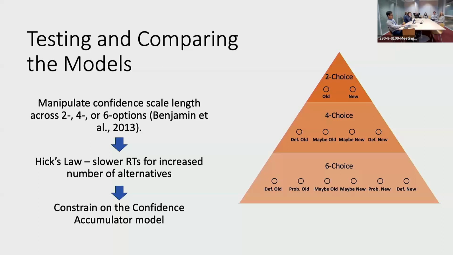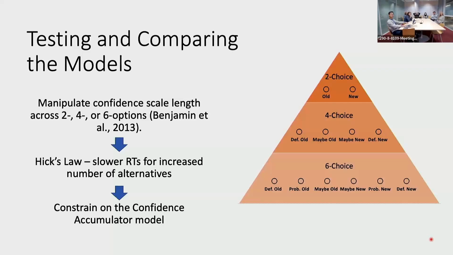We manipulate the number of confidence options within subjects in a recognition memory task. Participants are given either a 2-option, 4-option, or 6-option confidence scale to respond with. Since they make decisions on their choice and confidence at the same time, this essentially becomes a decision with multiple options. So it was the same recognition task across all conditions, which only differed in how many options participants were given to respond. There was some difficulty manipulation as well. So we've got words with high or low word frequency. Generally speaking, low frequency words are easier to remember and high frequency words are harder.